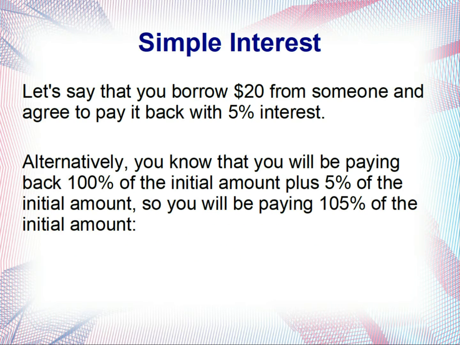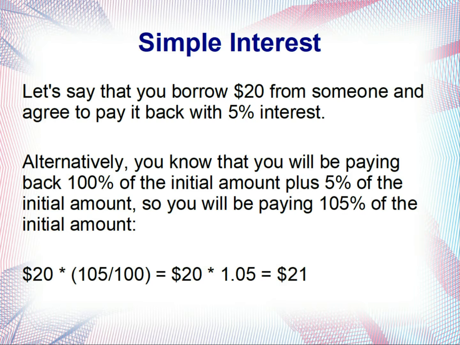Another way that I could have calculated it is to think about it this way. I know that I will be paying back 100% of the initial amount plus 5% of the initial amount. So I will be paying a grand total of 105% of the initial amount. So here's my calculation. I have $20 times 105%, which gives me $21. If you're not sure about my percentage calculations, go back and watch the video from section 7.1 where I explain how to calculate percentages. Either way, we get $21, so both techniques are valid.